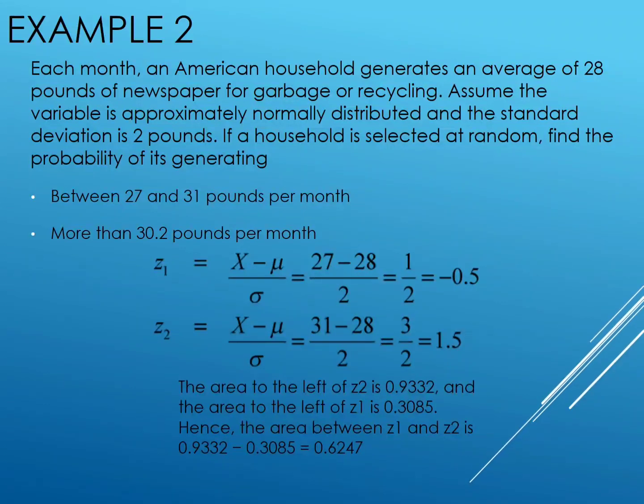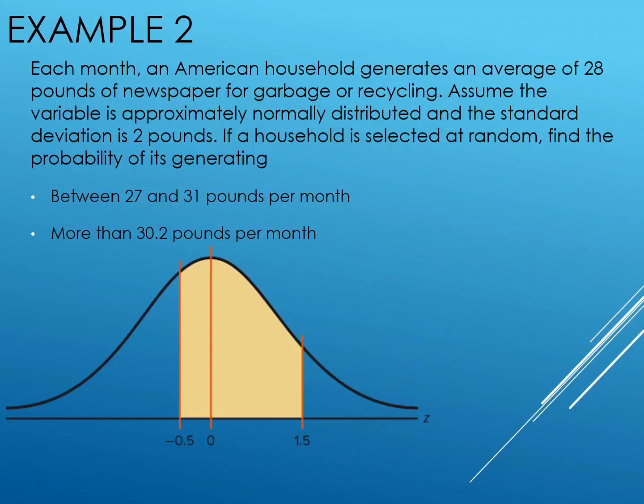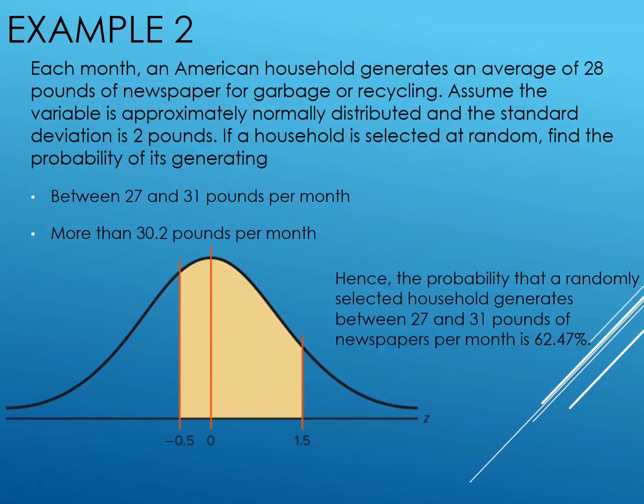So there is a 0.6247 probability of a household generating between 27 and 31 pounds of newspaper. That is the area we're looking at. The final answer is that the probability that a randomly selected household generates between 27 and 31 pounds of newspaper per month is 62.47%.